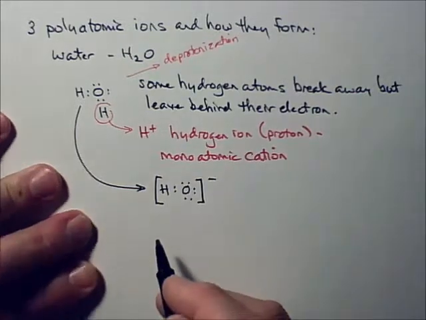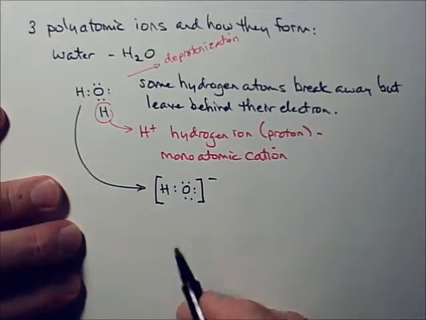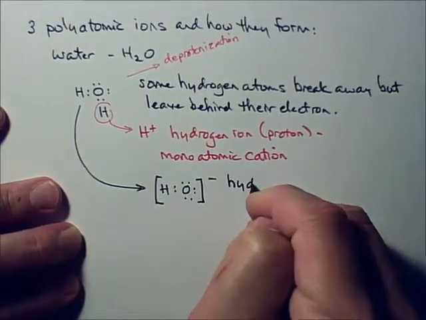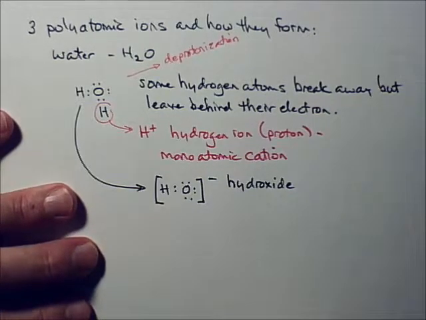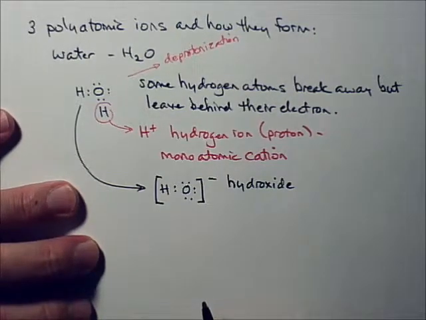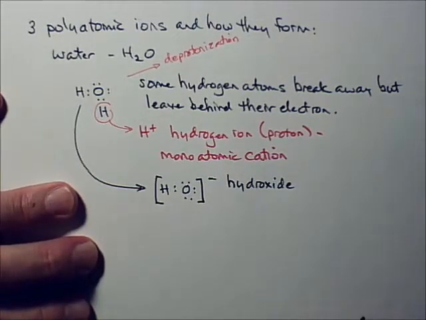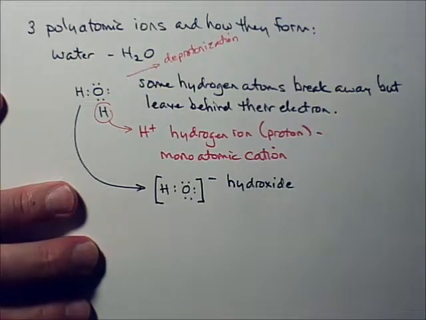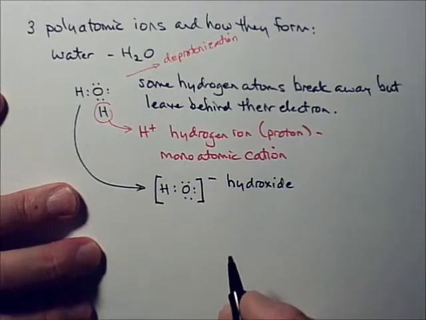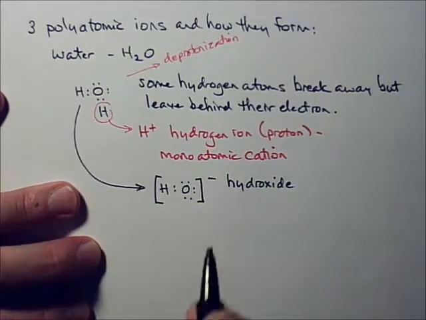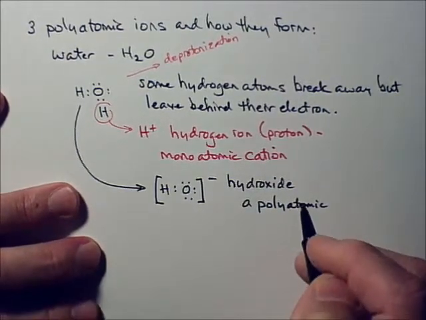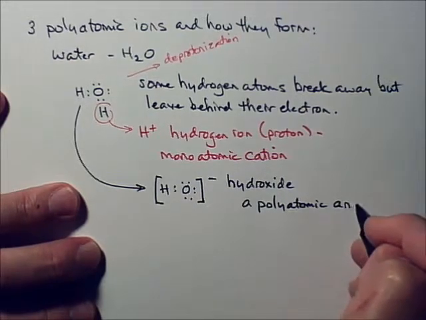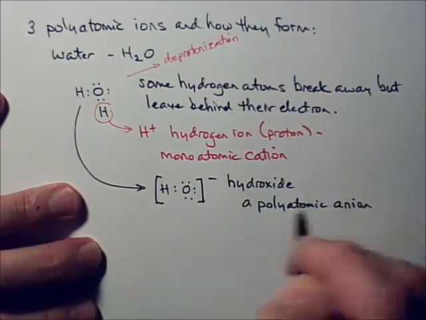Yes, it's hydrogen oxide, but we don't call it hydrogen oxide. We call it hydroxide. That's the name of this ion. You know that name. It's now a polyatomic ion, and not only that, it's a polyatomic anion. Polyatomic because more than one atom is covalently bonded together, anion because it's negative, and ion because it's charged.